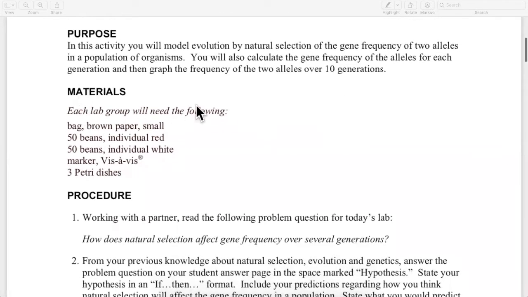Materials. Each lab group will need the following: a bag, so a small brown paper bag. It doesn't have to be that. I used a hat in my video, whatever you got. 50 red beans, 50 white beans. Again, use whatever you got. I used blue and pink pieces of paper. A marker and 3 petri dishes. I used styrofoam cups instead of petri dishes, and a marker to draw on them.